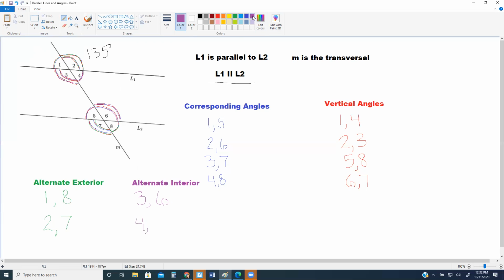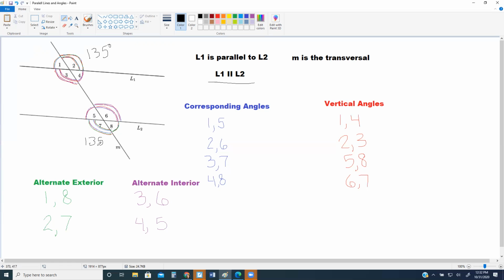Oops, I didn't finish this one with 4 and 7. No, 4 and 5. Whoops. One of you would have gotten a piece of candy if you pointed that out to me. Okay, so we have 4 and 5. 2 is 135 and 7. Well, 7 is alternate exterior buddy, so 7 is 135.